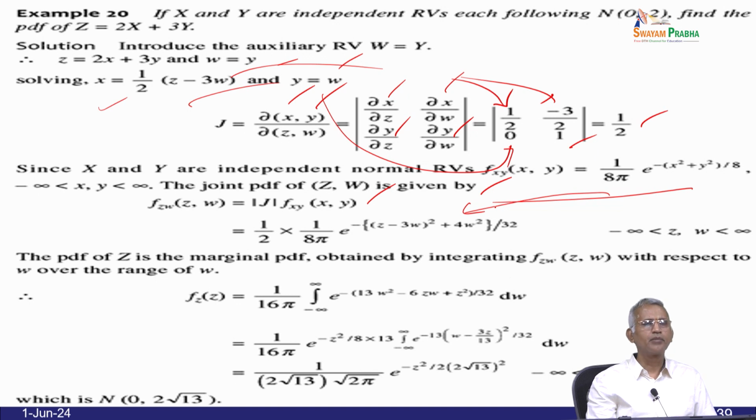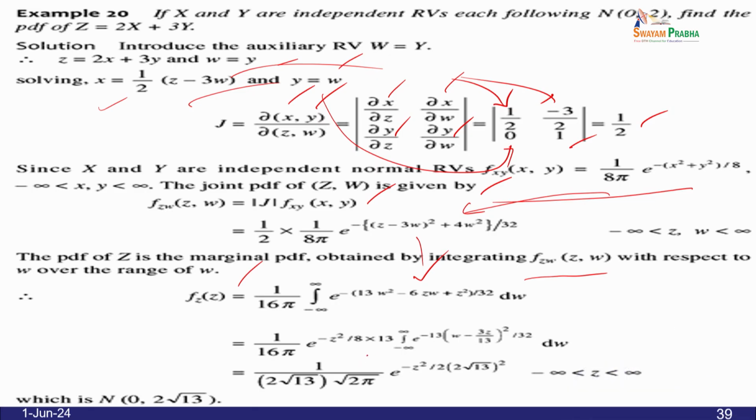Therefore, we have a probability density function and obtain the integral of f_Z(w) with respect to the range of w. Therefore, f_Z(z) equals 1 by 6 pi times the integral from minus infinity to plus infinity of this function. Now, e power minus z square by 8 by 13 is a constant, take it outside, and the rest of the integral from minus infinity to plus infinity is e power minus 13 into (w minus 3z by 13) the whole square by 32 dw.